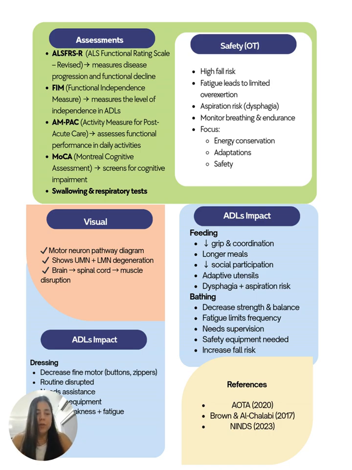The motor neuron pathway diagram shows upper motor neuron and lower motor neuron degeneration, in the brain, the spinal cord, and muscular dysfunction. They have impact in ADLs, like in dressing. They have decreased fine motor skills, such as buttoning and zipping, routines are disrupted, and they need assistance and advice. They have muscular weakness and fatigue.